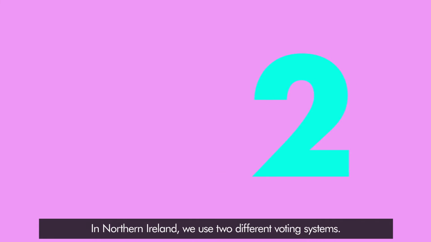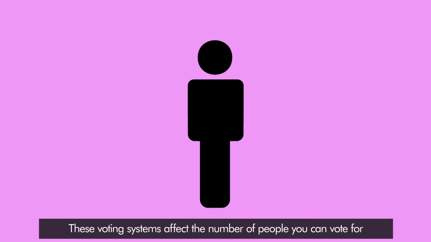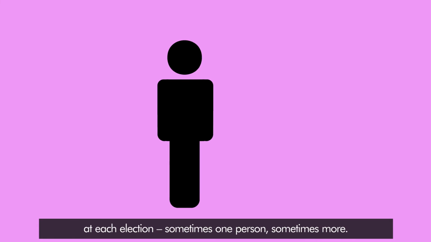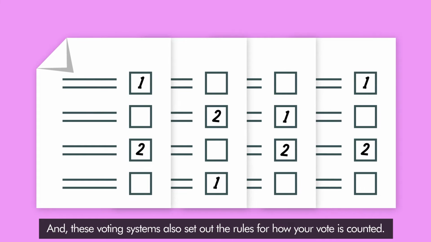In Northern Ireland, we use two different voting systems. These voting systems affect the number of people you can vote for at each election, sometimes one person, sometimes more. And these voting systems also set out the rules for how your vote is counted.